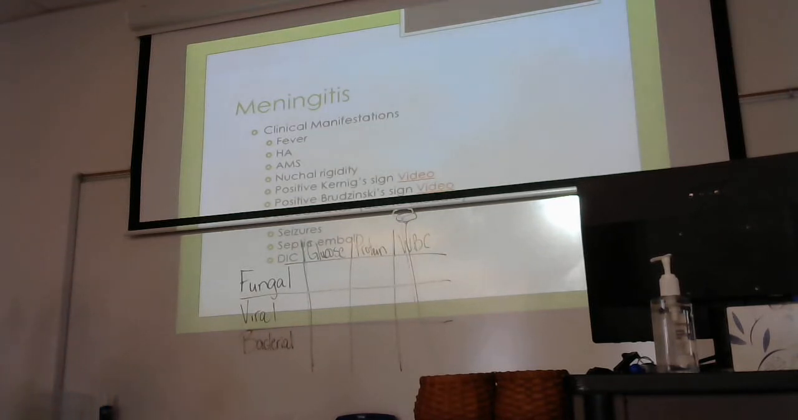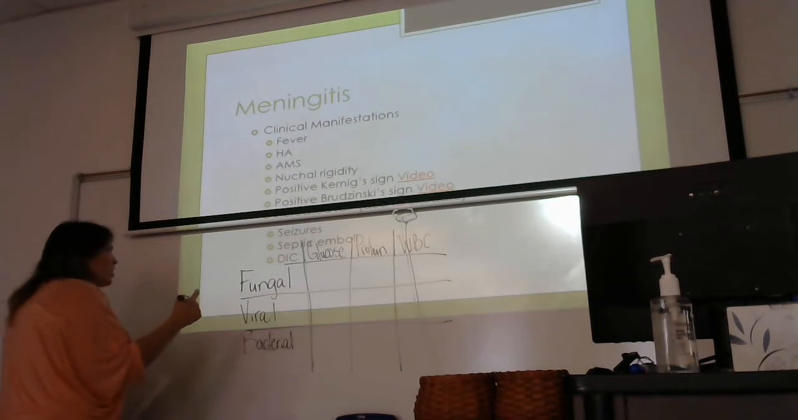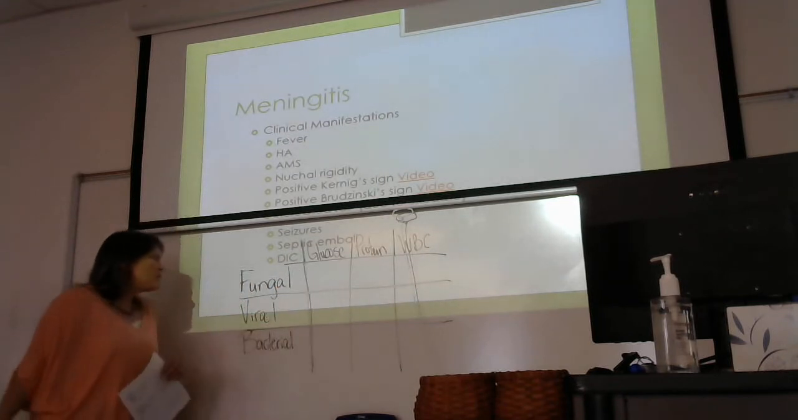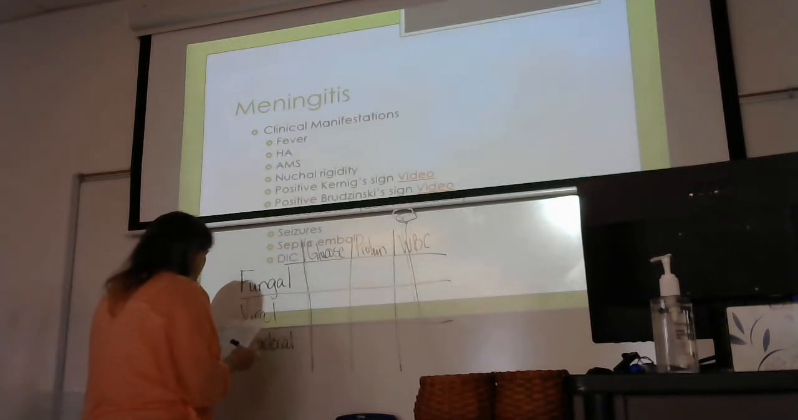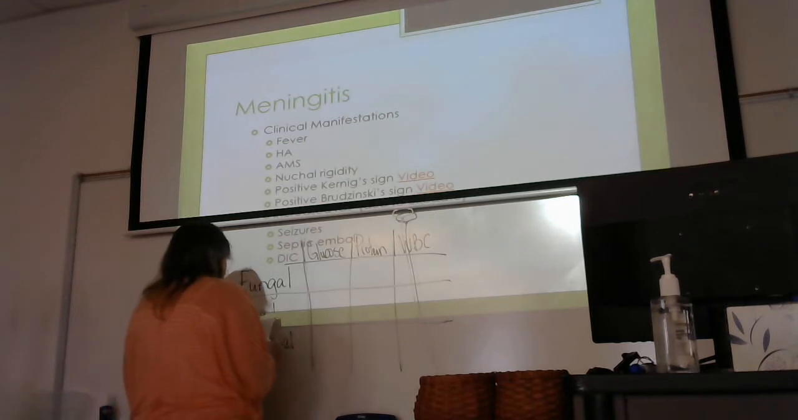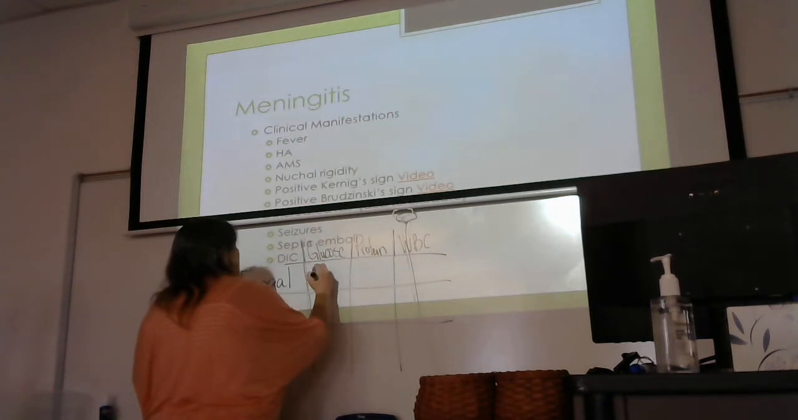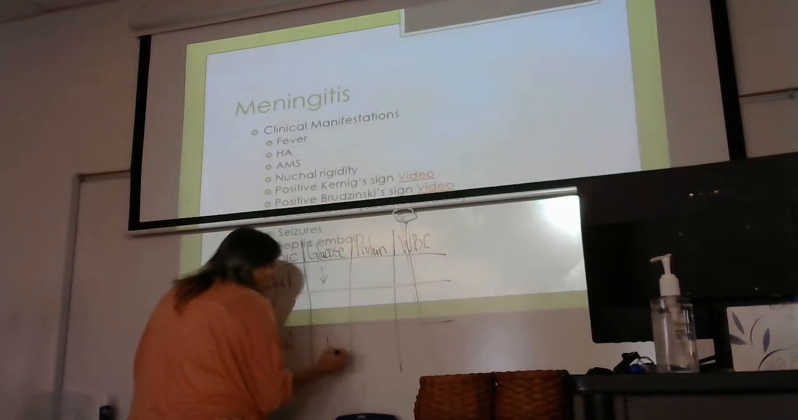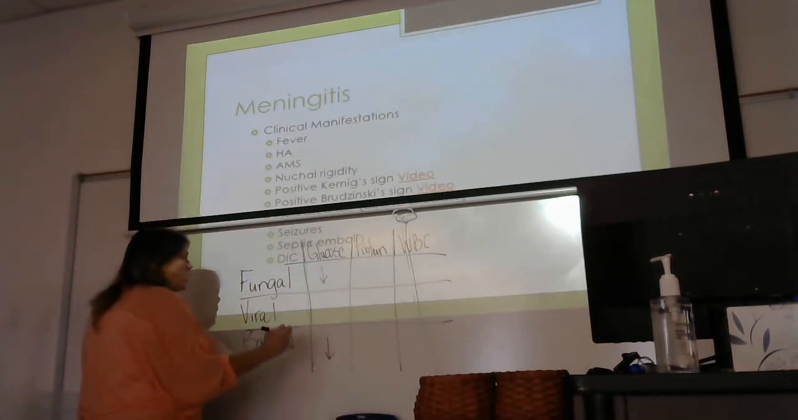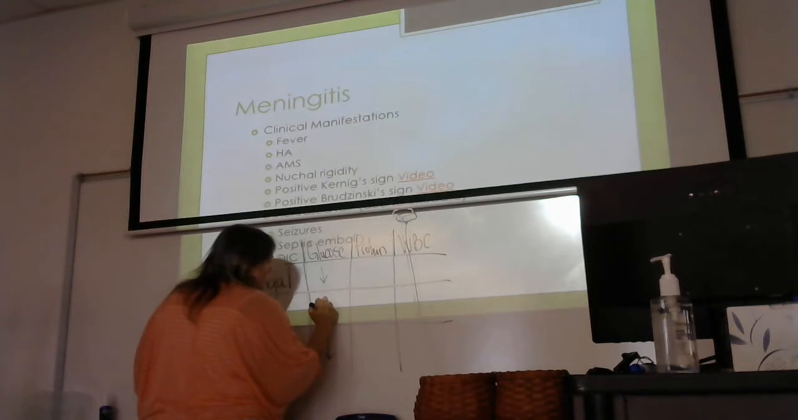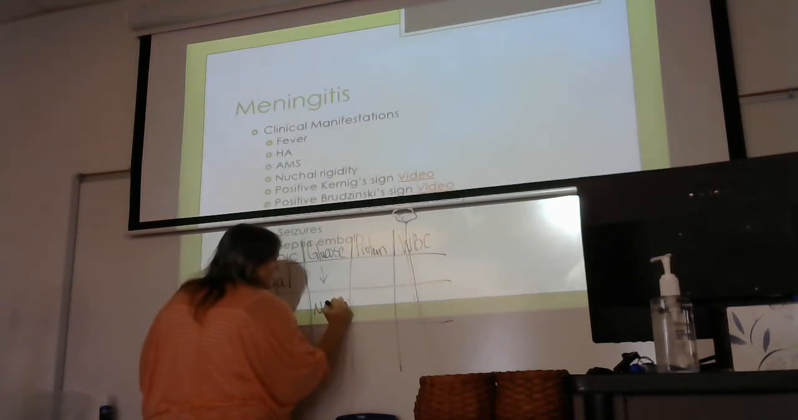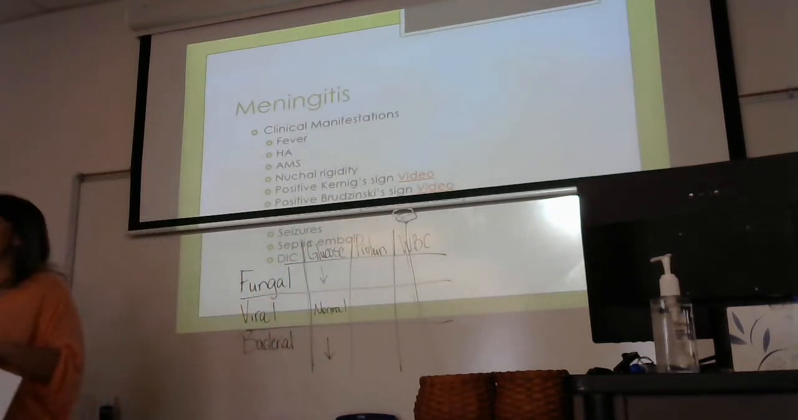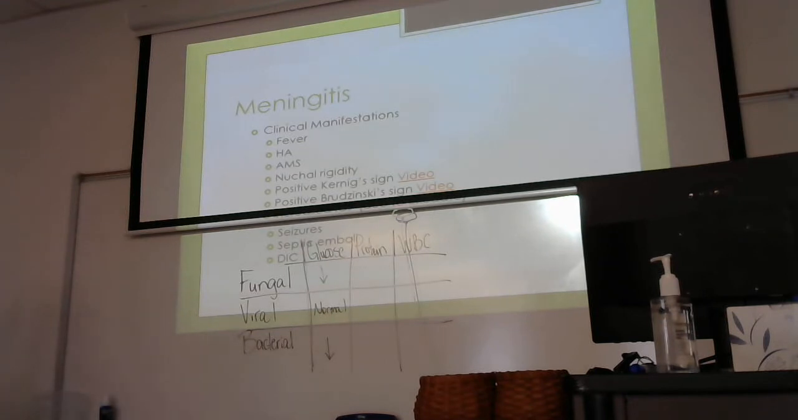And when we test that cerebral spinal fluid, there are several things we're looking at. One of them is glucose. With fungal meningitis, your glucose is going to be low. With bacterial meningitis, your glucose is going to be low. But with viral, it will be normal. Now, why is that? Why with bacterial and fungal will we see a low glucose, but with viral, it will be normal?